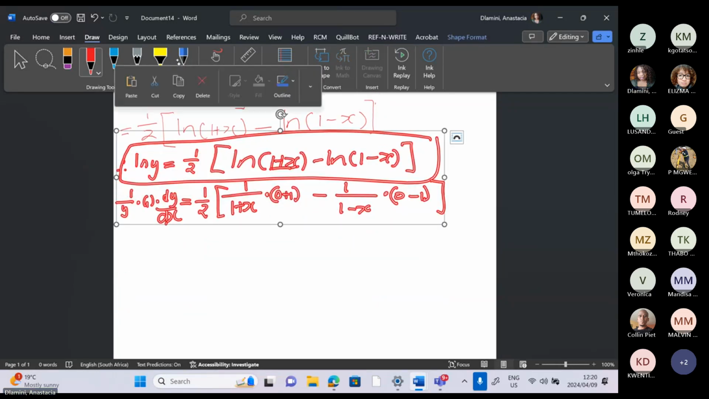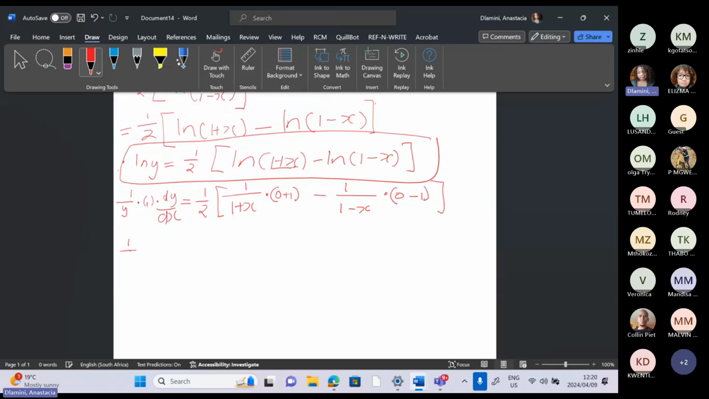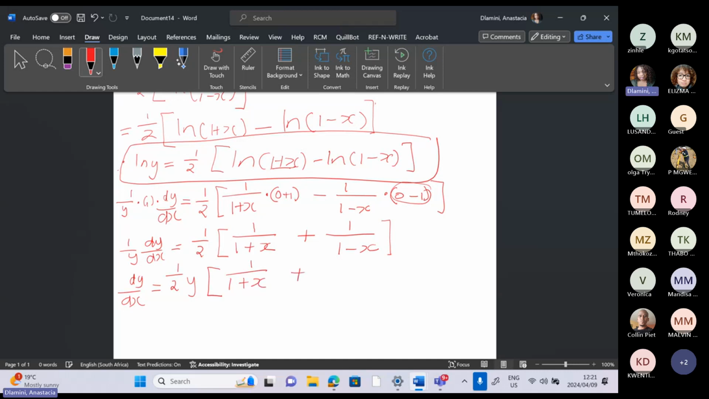Then this is equal to 1 over y, dy over dx, equals 1 over 2, times 1 over 1 plus x. Now, because there's a negative here, this becomes plus 1 over 1 minus x. Are we all together there? Yes, ma'am. So dy over dx, let's multiply y on both sides. We have 1 over 2y, then we have 1 over 1 plus x plus 1 over 1 minus x. Leave it like this, you will not get your full marks.